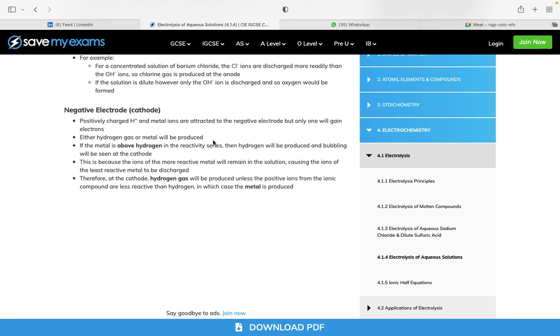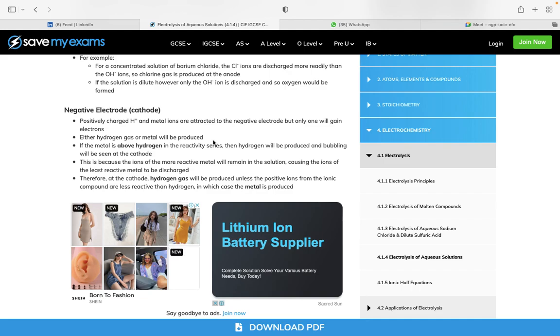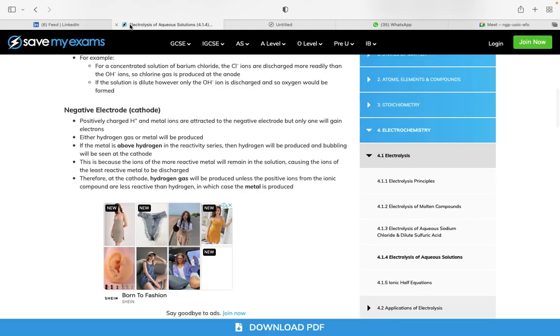I think copper is below hydrogen. Yeah, we have to look up the reactivity series so that it's easy for us to know which one will migrate, which one will remain. Which one migrates, which one remains.